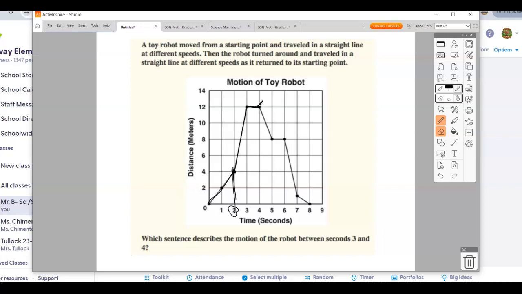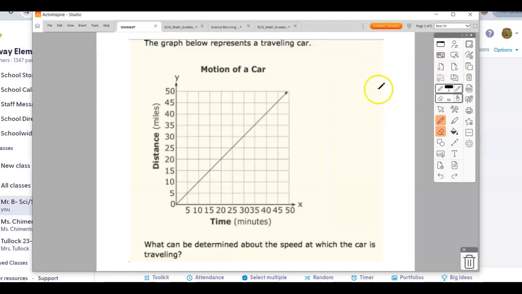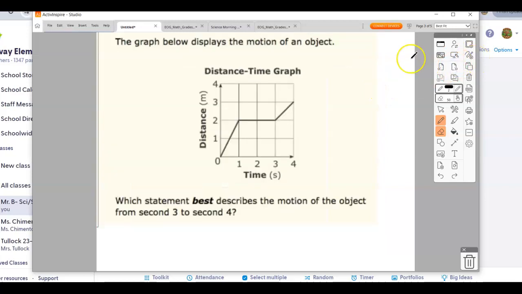Kids, this is just between 3 and 4. That's only 1 second. This thing was only in motion for 8 seconds in total. Looks like we might be digging a little bit deeper into this than I thought we were going to today. I'm not even going to try that one yet.